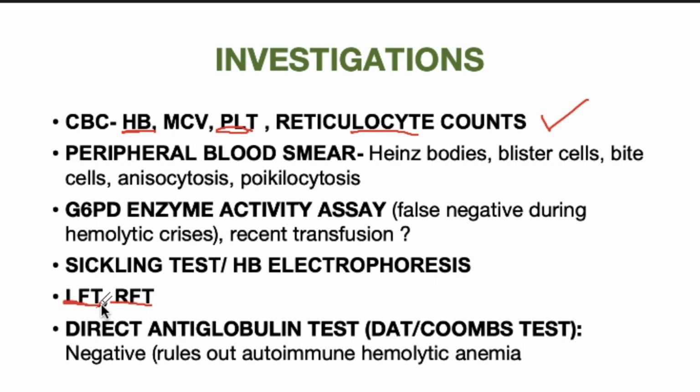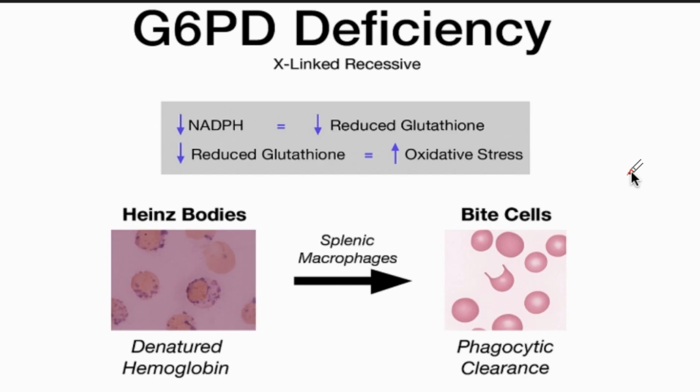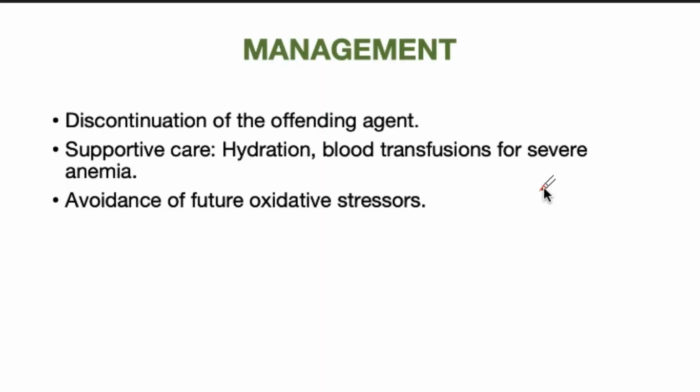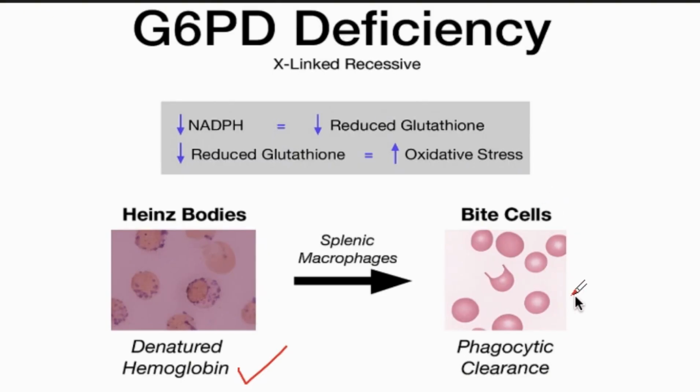Also, a peripheral blood smear can be done for G6PD deficient individuals. The peripheral blood smear may show Heinz bodies, bite cells, or blister cells. Heinz bodies are inclusions of denatured hemoglobin from oxidative stress. Blister cells are red blood cells with a blister or clear area near the membrane representing the site where Heinz bodies are forming before removal. Macrophages in the spleen attempt to remove the Heinz bodies, taking bites out of the red cell membrane, and this leads to the characteristic bite cells or degmacytes.